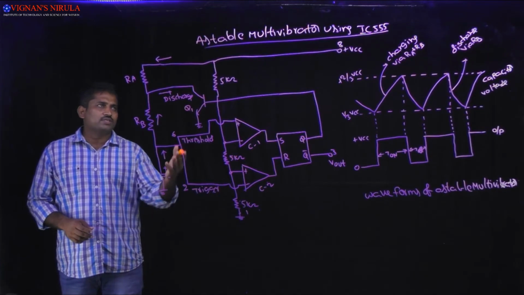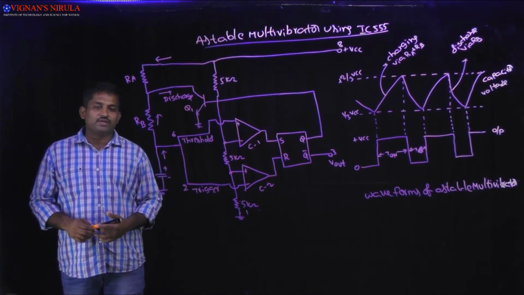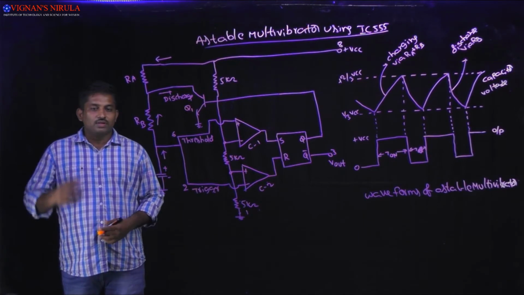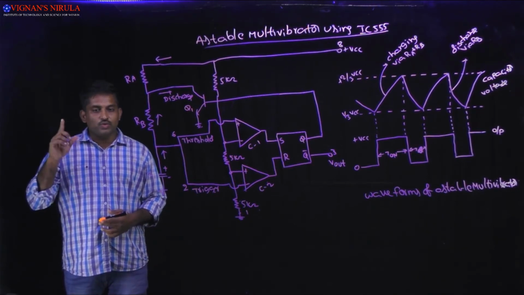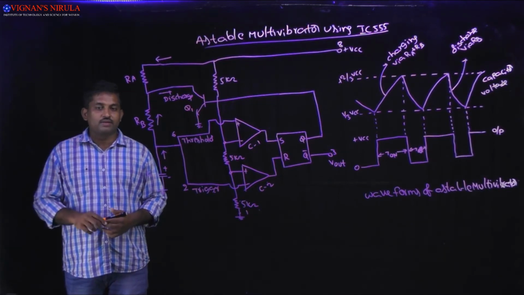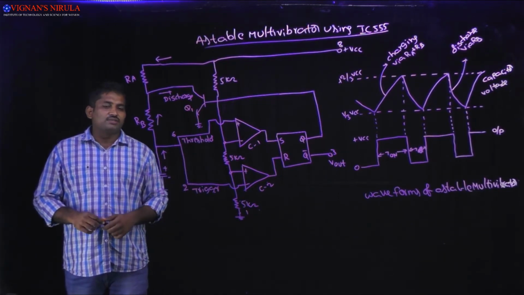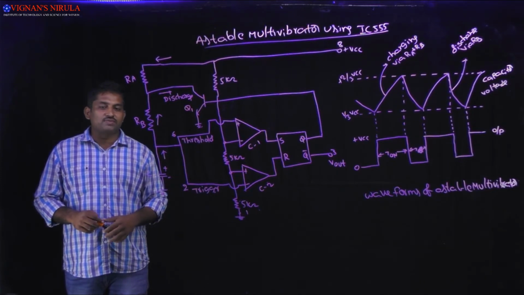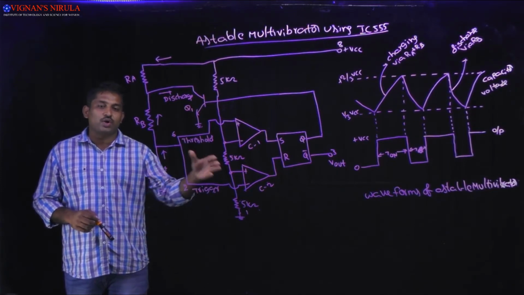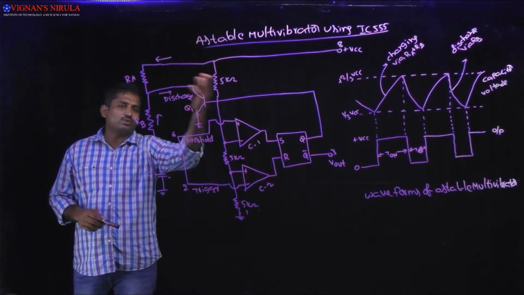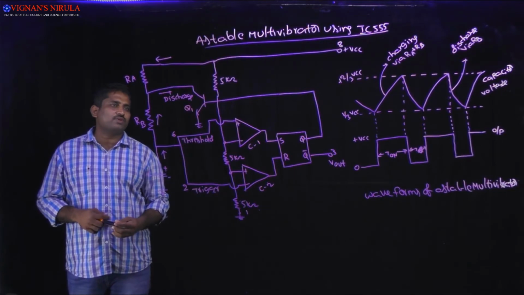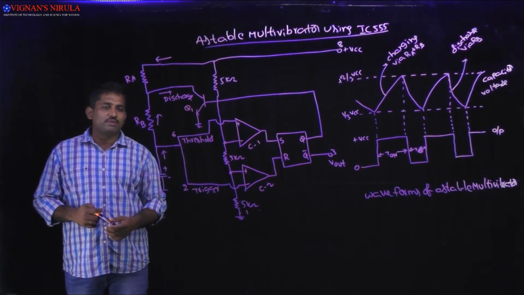We are going to discuss the astable multivibrator using IC555. Last class we discussed the monostable multivibrator using IC555. There the monostable multivibrator is also called a one-shot multivibrator, but in this case the astable multivibrator is called a free running non-sinusoidal oscillator. Coming to this figure, this circuit represents IC555 used as an astable multivibrator.